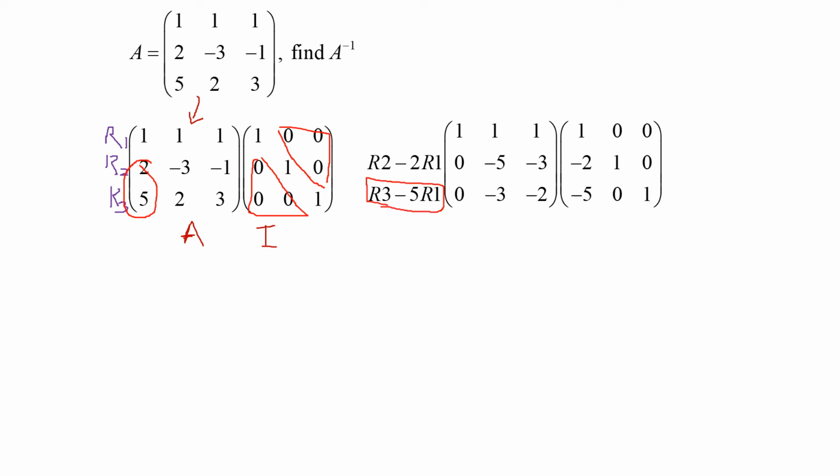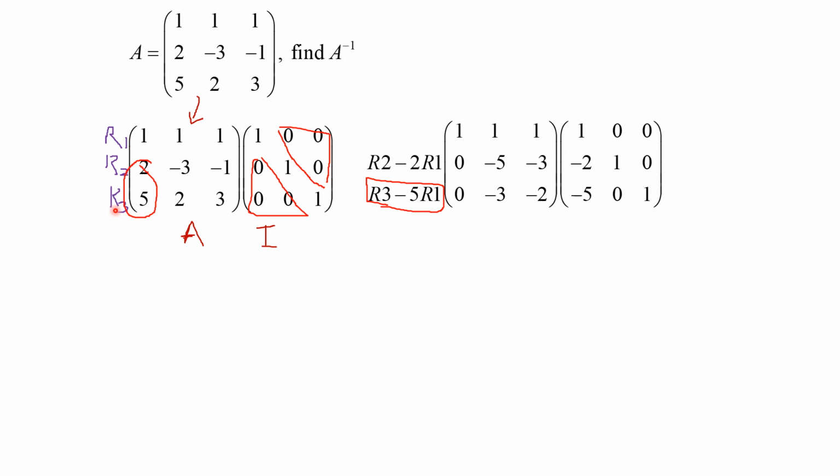minus 5 times row 1. So for example, it is 5 minus 5 times 1. So row 3 is 5 minus 5 of row 1. Once you confirm that you will get a 0 for this value of 5, the other values should follow through the same operation that you did between row 3 and row 1.